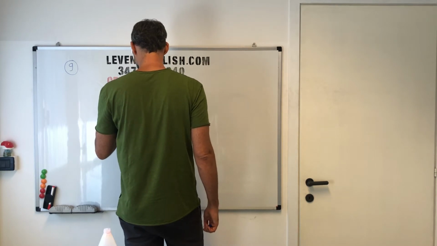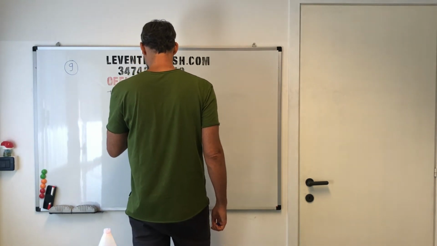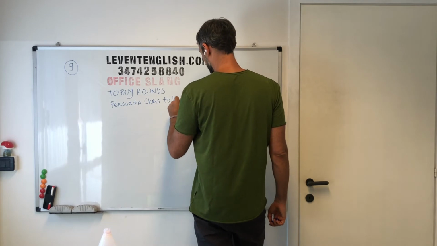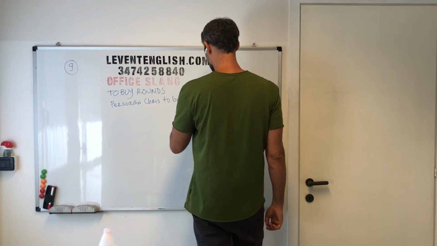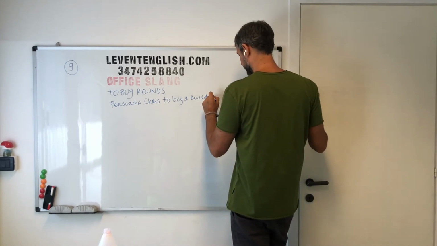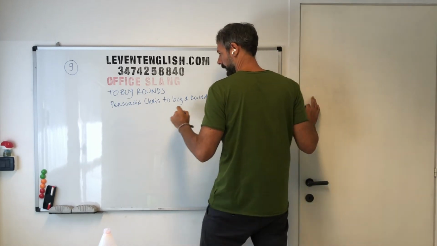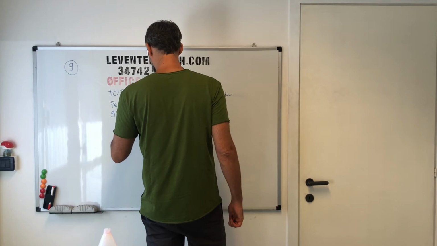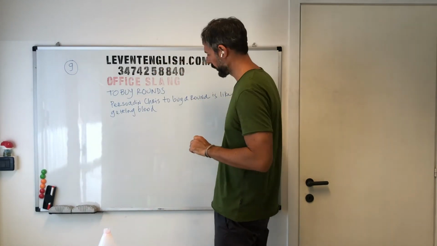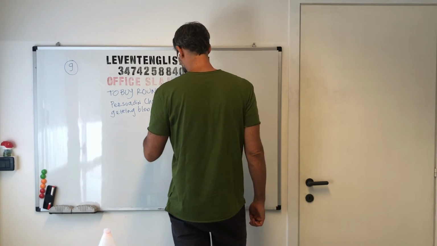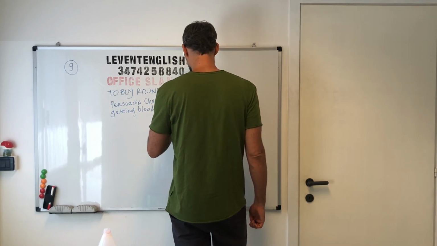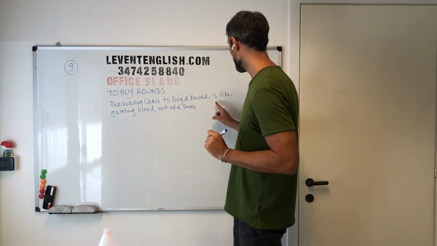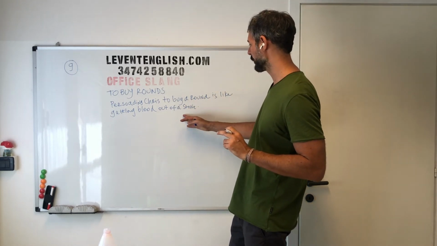Persuading Chris to buy a round is like getting blood out of a stone. Okay, persuading Chris to buy a round is like getting blood out of a stone.